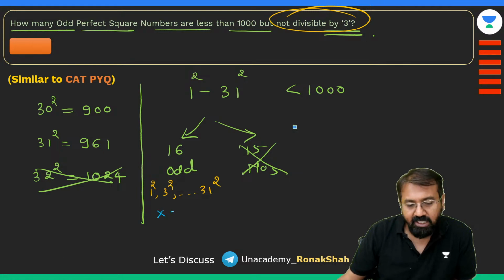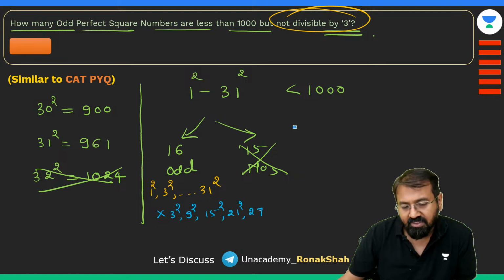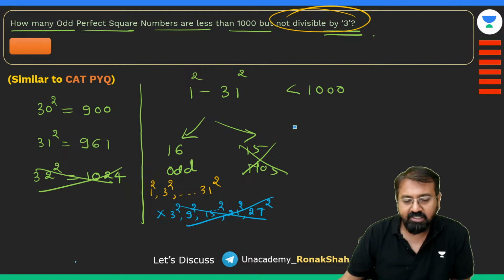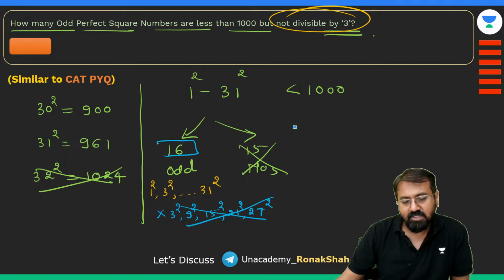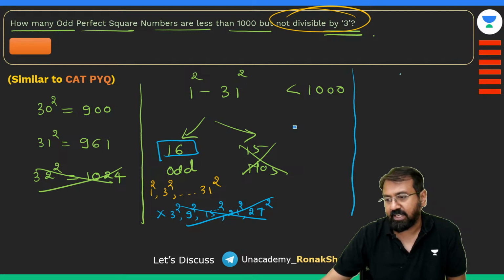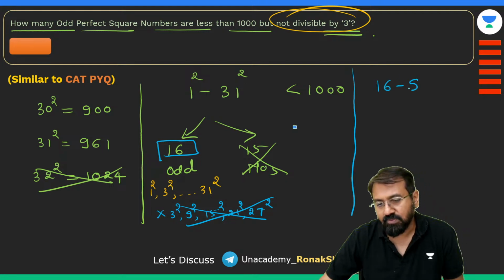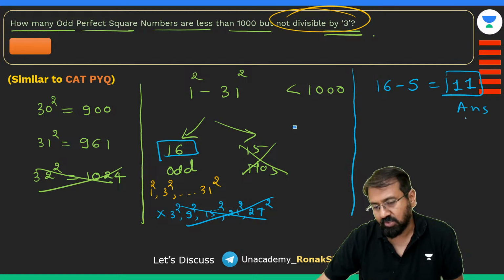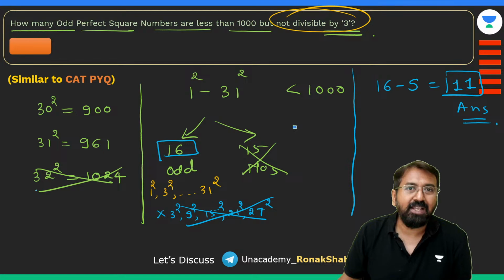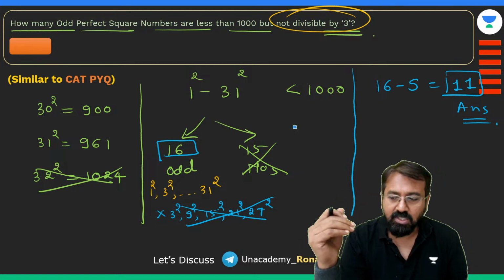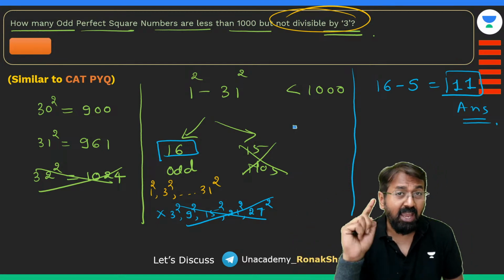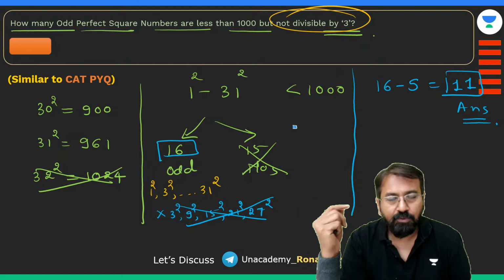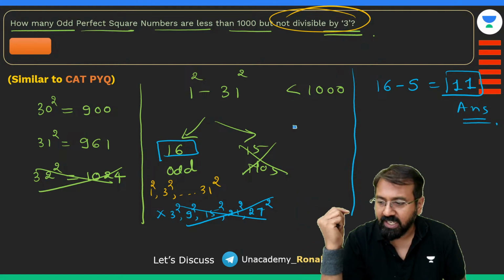We need to eliminate 3 square, 9 square, 15 square, 21 square and 27 square. So can I say I need to eliminate these 5 numbers? So out of the 16 numbers, I need to eliminate 5 numbers. So 16 minus 5, 11 is your answer. There are 11 perfect square numbers less than 1000 which are odd perfect square numbers and not divisible by 3.